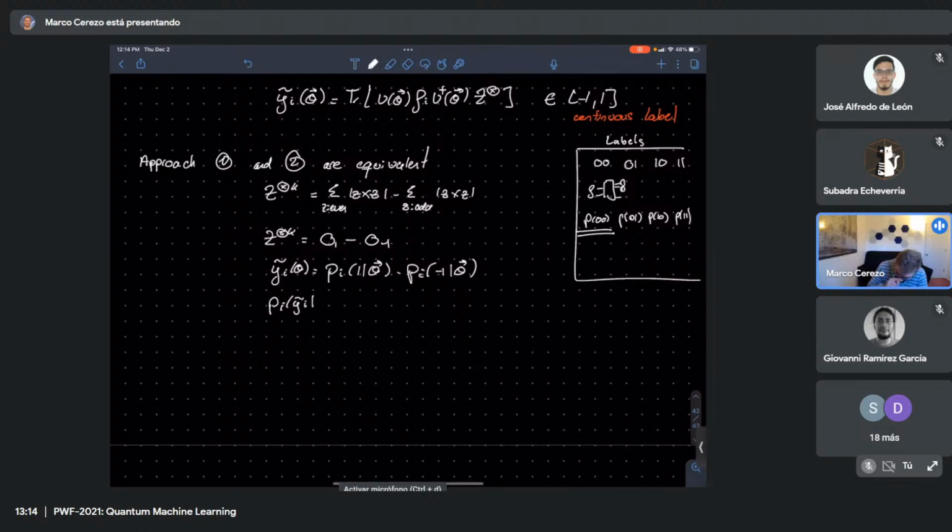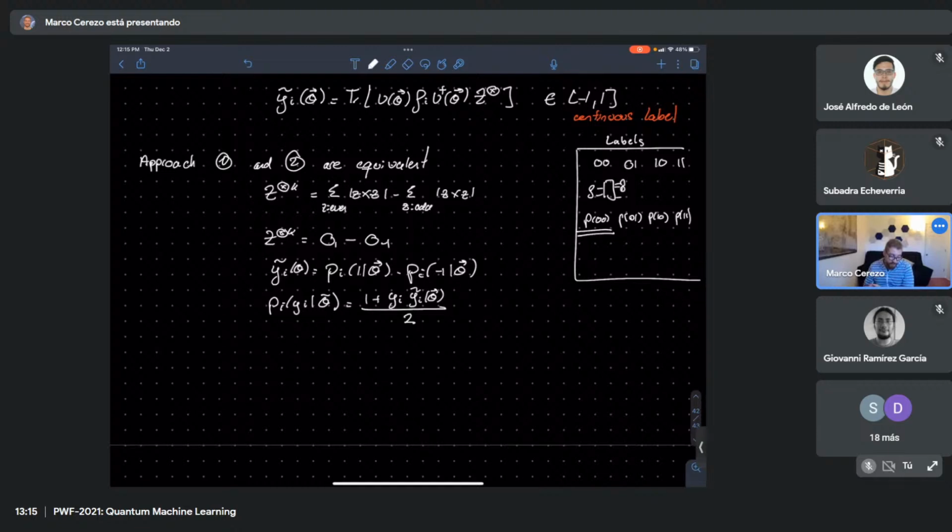And concomitantly, we can say what's the probability of assigning a label y. And this is going to be, this should not be like this, this is (1 plus y_i), where y_i is the assigned label, divided by 2.